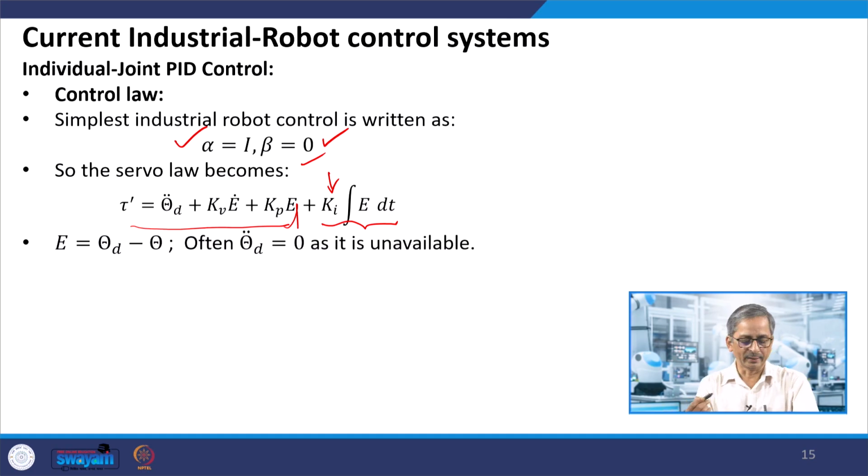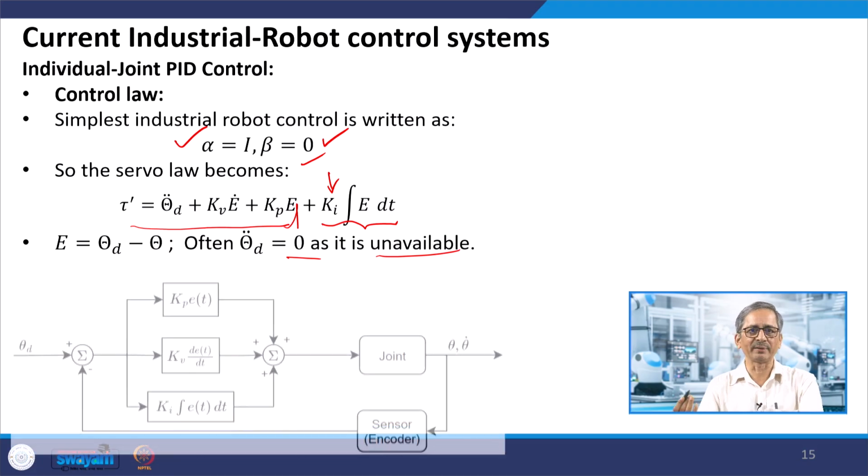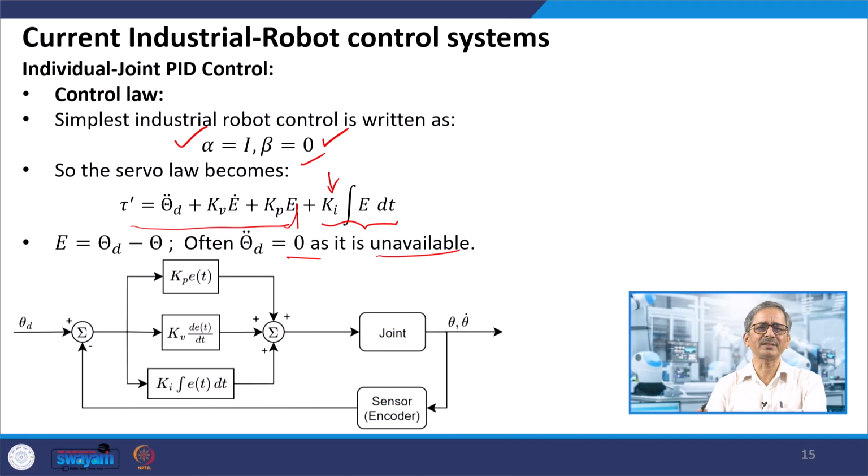Okay, and here often theta d double dot is 0, as this is not available, so often we make that assumption. This is how the current industrial robots are controlled. So you have the joint, you get the theta and theta dot value from here through the sensor encoder. Okay, we have the desired value theta d. So here you get the actual value of that.